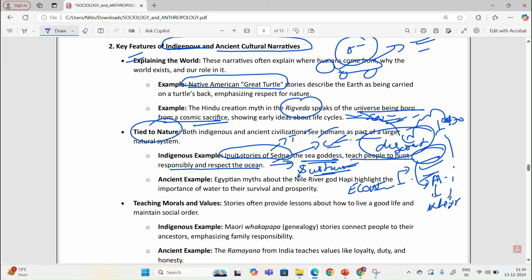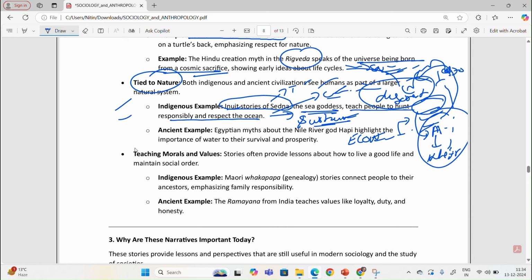So how this small cultural movement gave rise to a whole bigger movement. That's why it's called ecofeminism, because women led environmental protection. So this is important. Then teaching morals and values: how cultural and ancient narratives teach us morals and values.